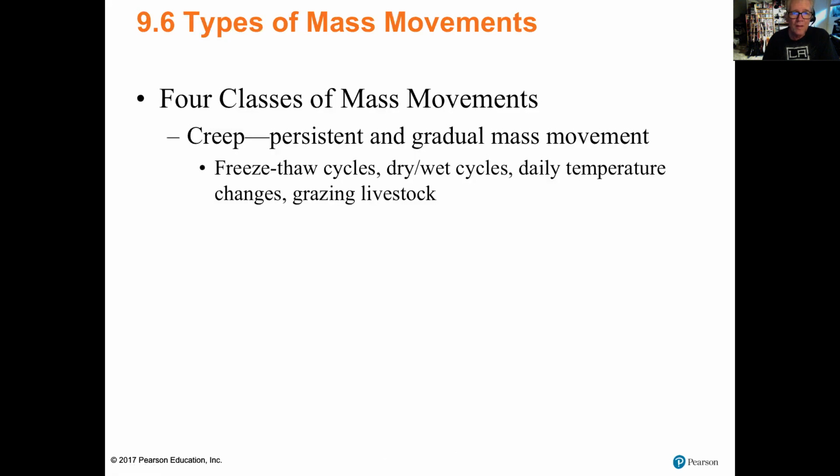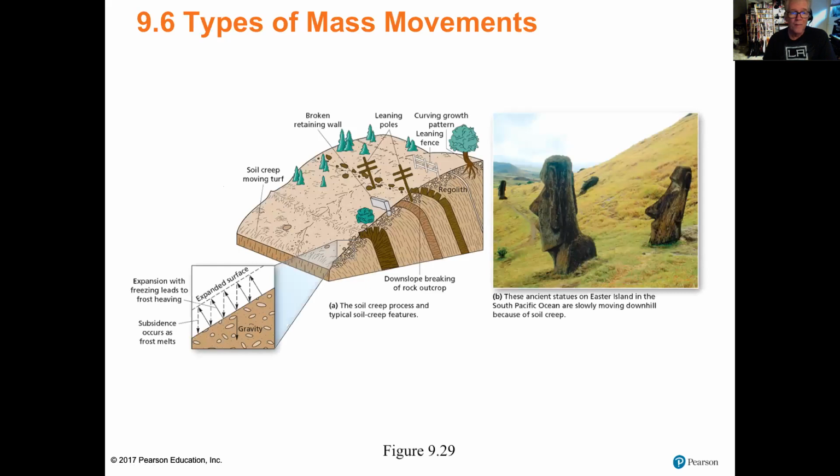And then creep, where it's just this very persistent gradual mass movement, usually associated with what we call freeze-thaw cycles or dry-wet cycles. And often grazing livestock can cause this as well. And again, the angle of repose isn't very great. But something happens where you expand the surface, and then it'll contract again, or we get slight moisture added or slight moisture removed, and over time it starts to creep down the slope.